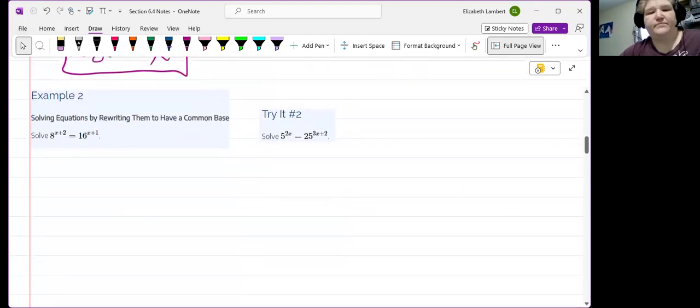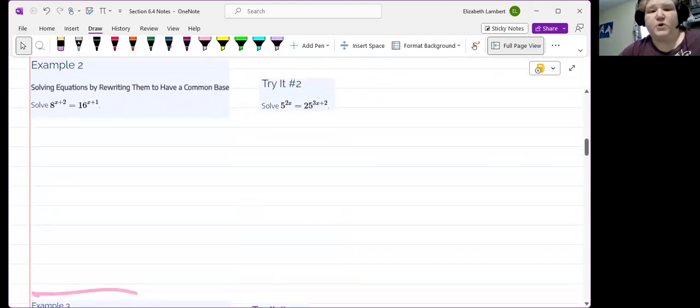All right. Now things get a little more interesting. I've got 8 and 16. Now this happens with some people. They look at this and their knee-jerk is, oh yeah, 16 is 8 times 2, so I can change it to 8 squared. Pause, think, 8 squared is 64, not 16.